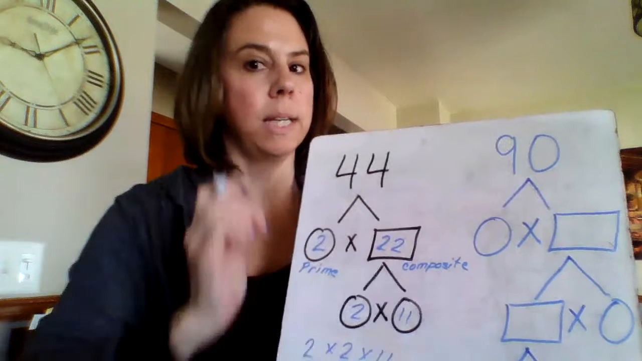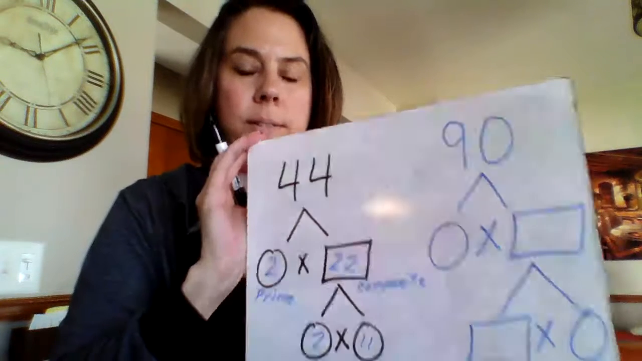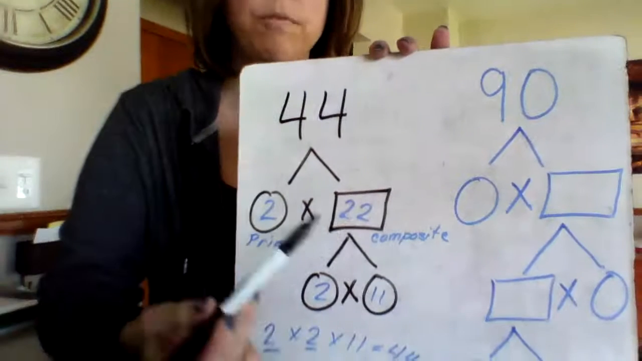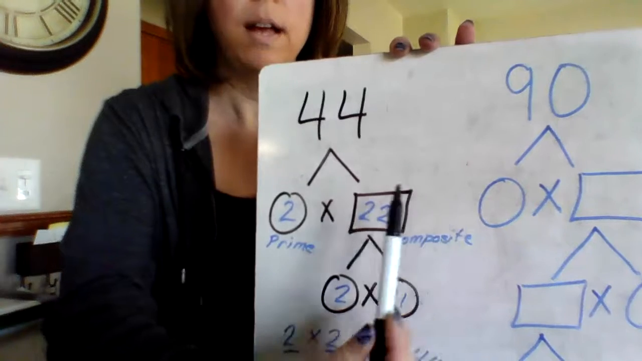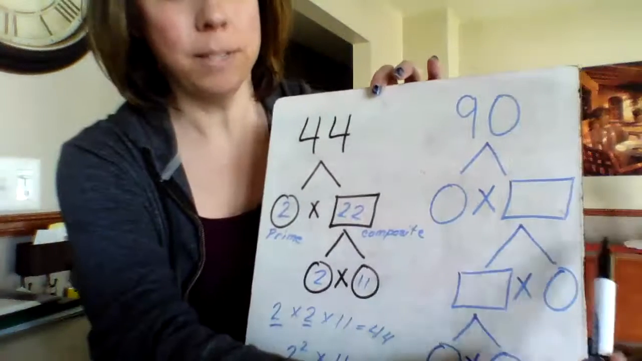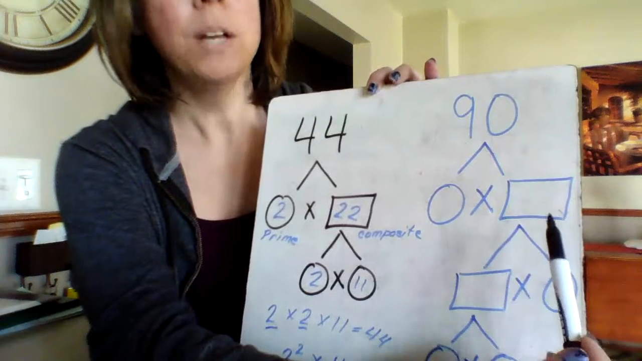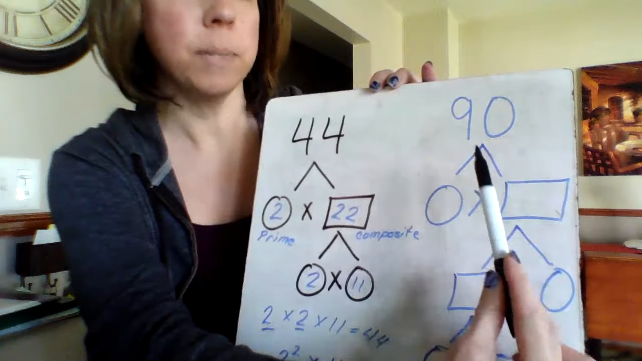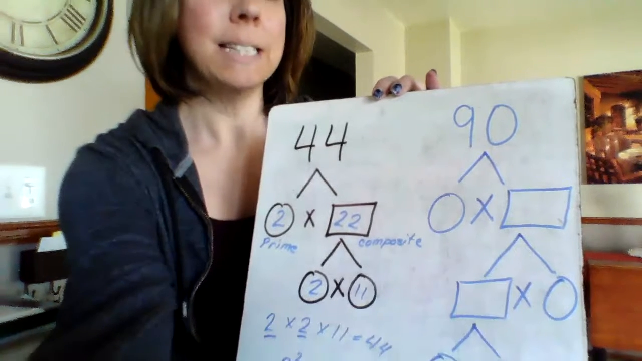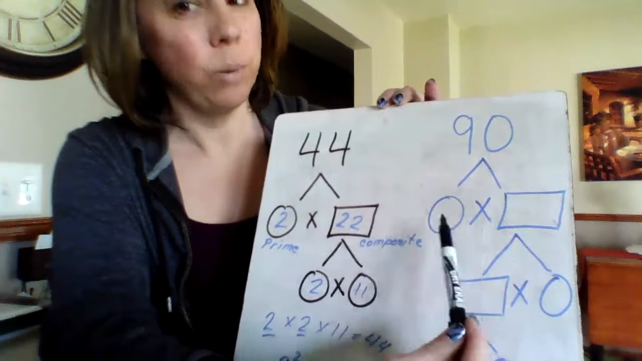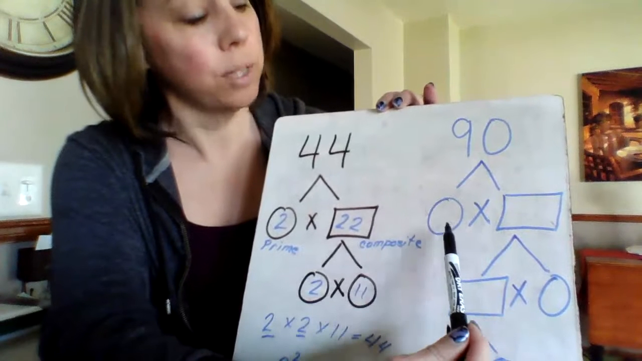And again, to get 90, there's lots of different ways. But the way that the problem is set up, I'm looking for a prime number and a composite number. Okay. So when I first look at 90, I think, ooh, 9 times 10. That is a way to get 90. However, that doesn't fit with what the problem is looking for.